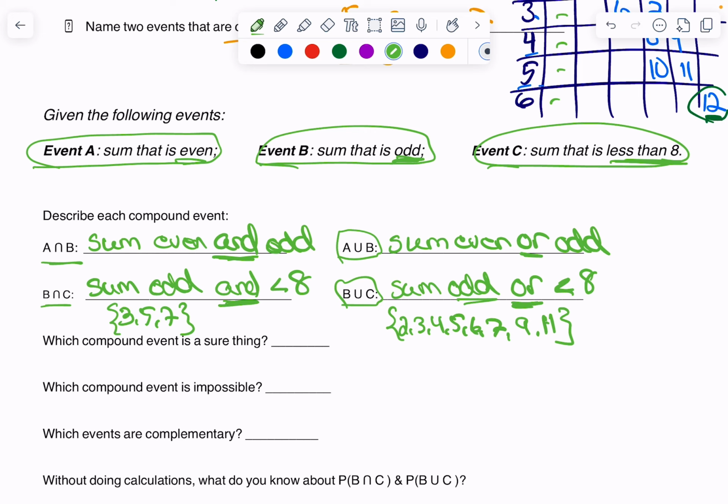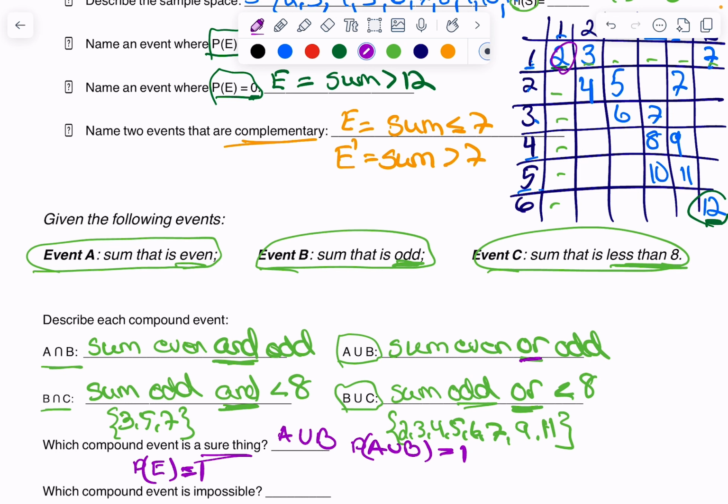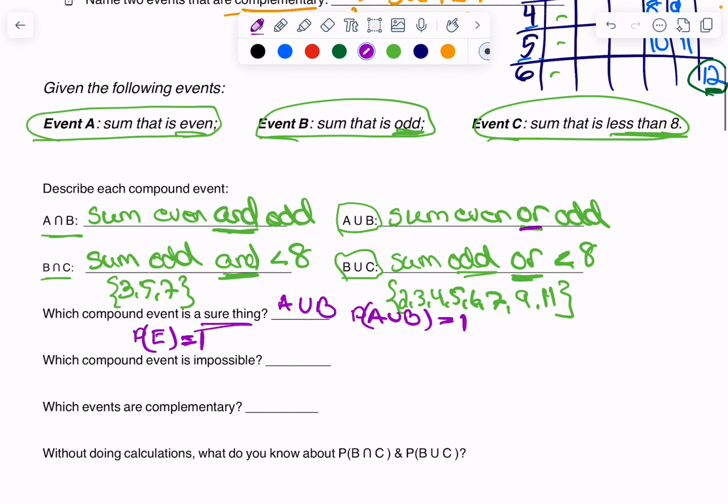Okay, next question. Which compound is a sure thing? So remember, a sure thing means that the probability of the event is going to be 1. So a for sure compound event is going to be the event A union event B. So this is for sure going to be 1 because if we think about sum, even, or odd, well, all of these sums are going to be even or odd. So that is for sure.